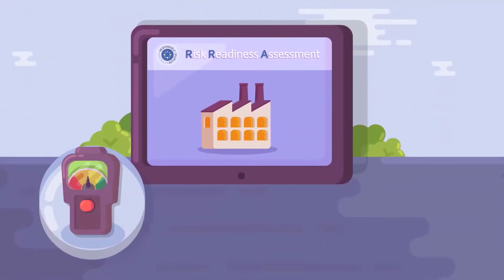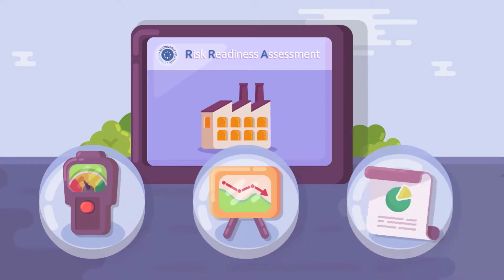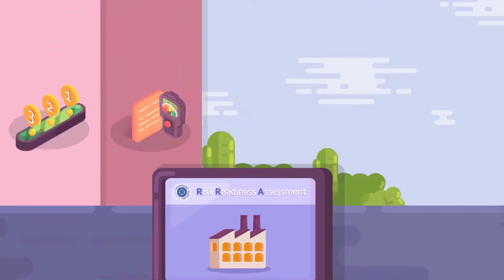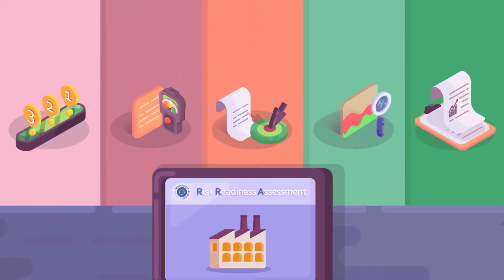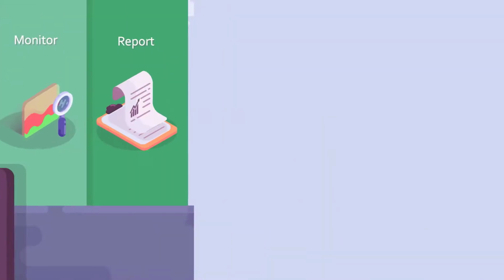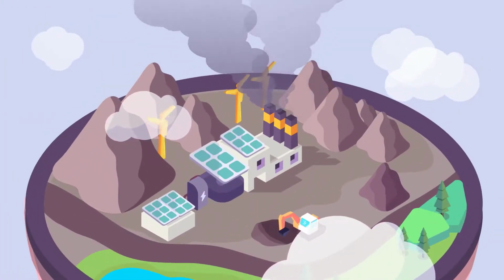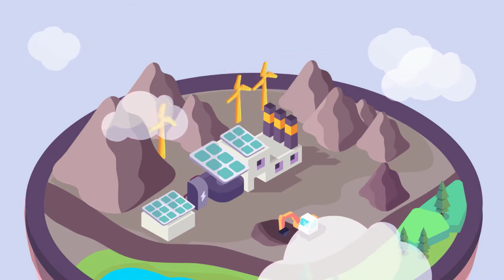The Risk Readiness Assessment can show you how well you're meeting expectations to manage greenhouse gas emissions. Embed these steps in your management system. Select the scope, measure baseline emissions, set targets and programs, monitor and report. This helps you meet expectations to control emissions and reduces your contributions to climate change.